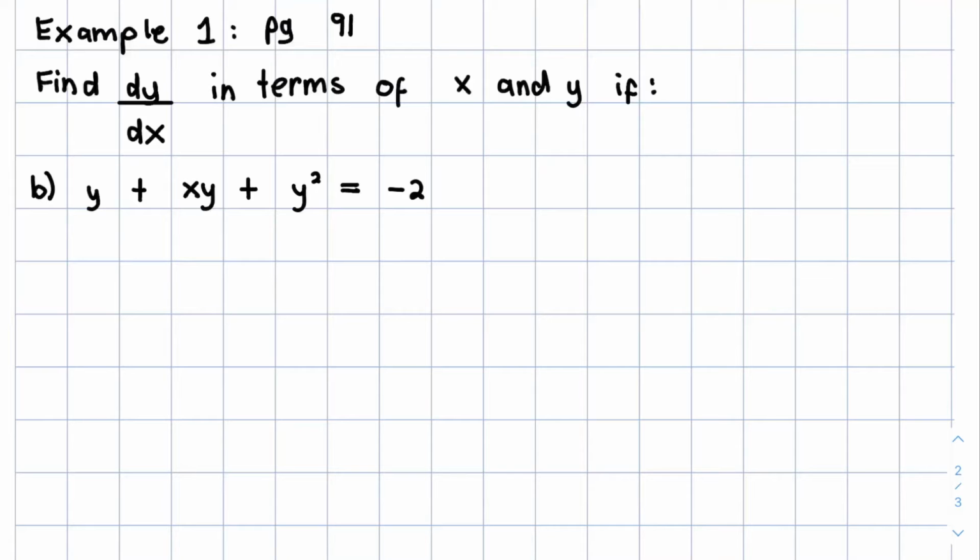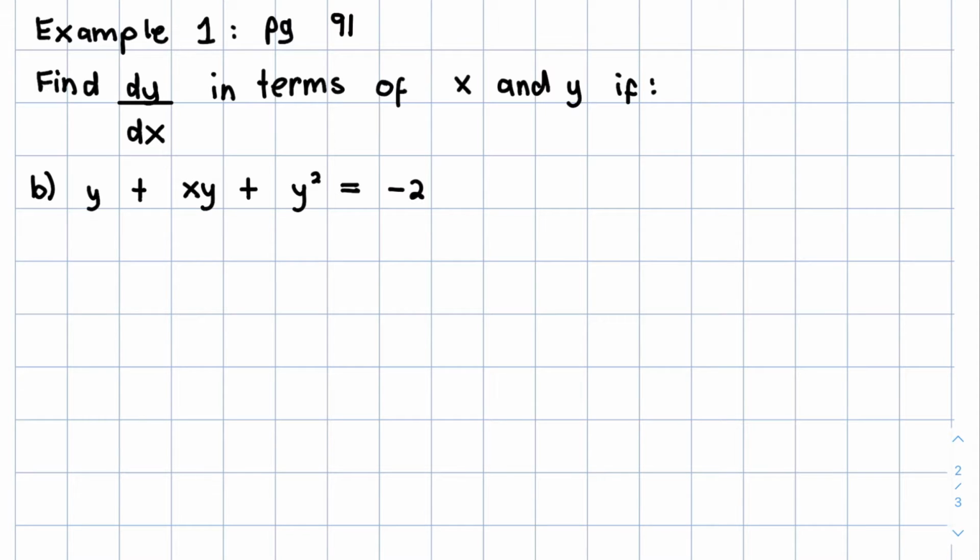Okay, now let's look at example 1, page 91, for part B. So the question is asking the same thing: find dy/dx in terms of x and y if y + xy + y squared equals negative 2. Again, this one is implicit differentiation, because you can see you have a product of x and y, and there are a few terms with y, which you cannot make y as a single subject.